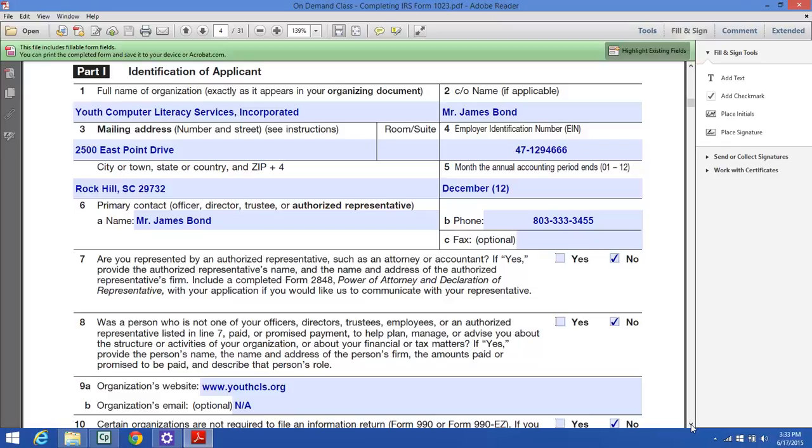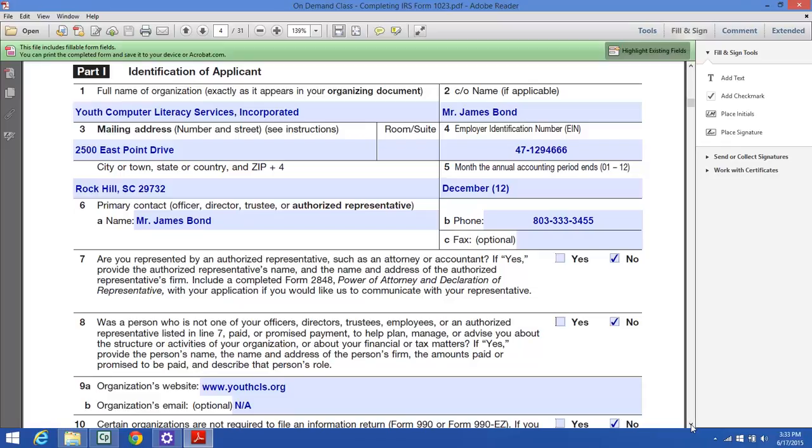And number 2, the name of the person that this organization is in care of. In this instance, the name of the organization is Youth Computer Literacy Services Incorporated, and the person in charge of this organization is Mr. James Bond. Number 3 is the mailing address, so you key in your mailing address wherever the organization is going to operate from. If you're going to operate from your home, then you will put your home mailing address here.